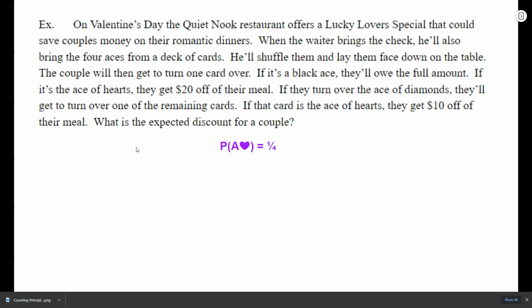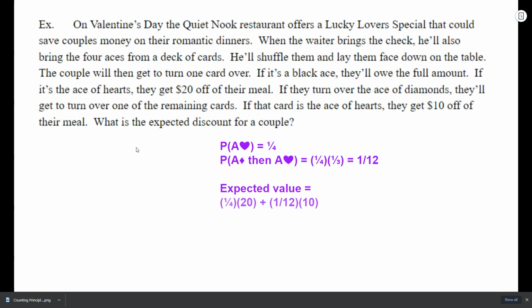So the probability of the ace of hearts is 1 out of 4. And we would also have to calculate the probability of the ace of diamonds and then the ace of hearts. So it would be 1 out of 4 times 1 out of 3. That's 1 out of 12. So the expected value would be the probability of getting the ace of hearts times 20 plus the probability of ace of diamonds, then ace of hearts times 10. That's $5.83. So a couple can expect a discount, again, on average, of $5.83.